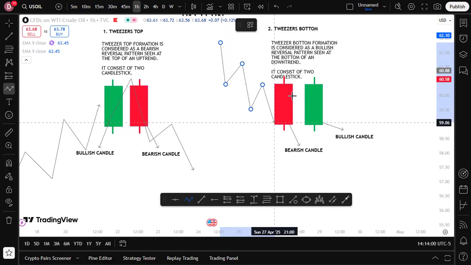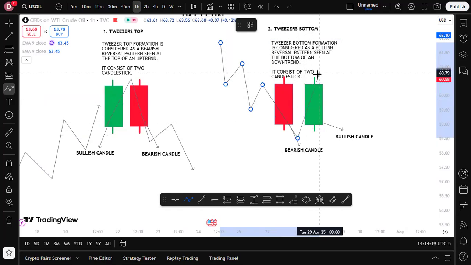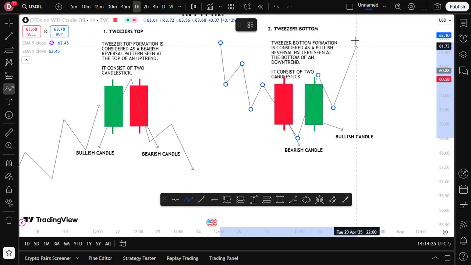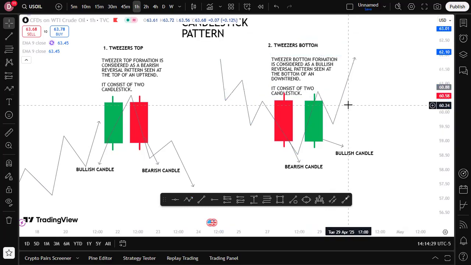At first, it's still showing that sellers are in charge of the market because they are still able to continue pushing the price lower. Then surprisingly, buyers step into the market and push the price above, closing at this point. So you can see there's a reversal already happening based on this bullish candle that occurred here. So now the price will change from going down and start pulling up because of this tweezer bottom formation that happened at the bottom of a downtrend.